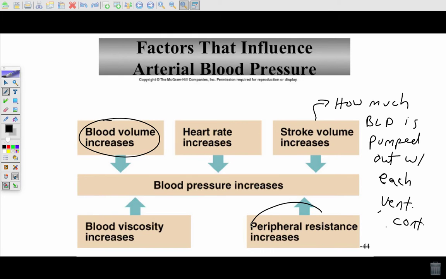And then peripheral resistance increases. Peripheral resistance causes the volume of the container to shrink. So peripheral resistance is when the blood vessels, say in the arms, legs, hands, and feet, constrict. That's going to increase blood pressure, because now you're trying to pump the same amount of blood through a smaller area, and that's going to increase blood pressure.